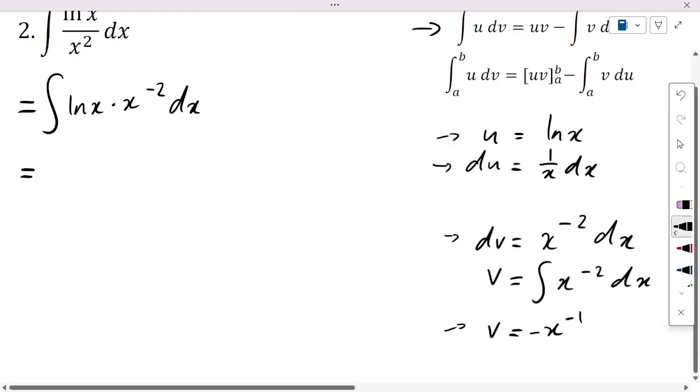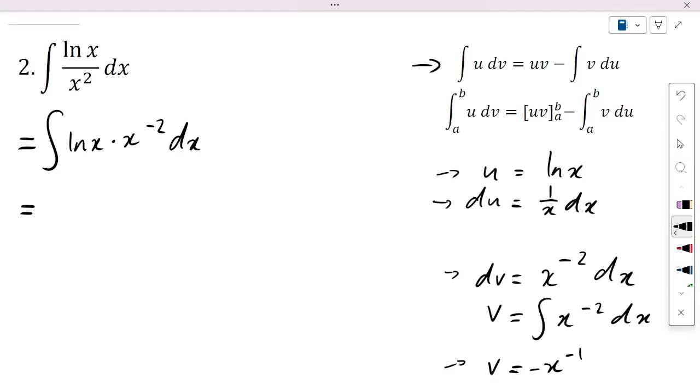Now that we found those variables in terms of x, we can start using the integration by parts. Because what we can see over here, we have ln x, which is represented by u, and we have x to the power of negative 2 represented by dv, which is shown over here in this work. Therefore, we can use the integration by parts.